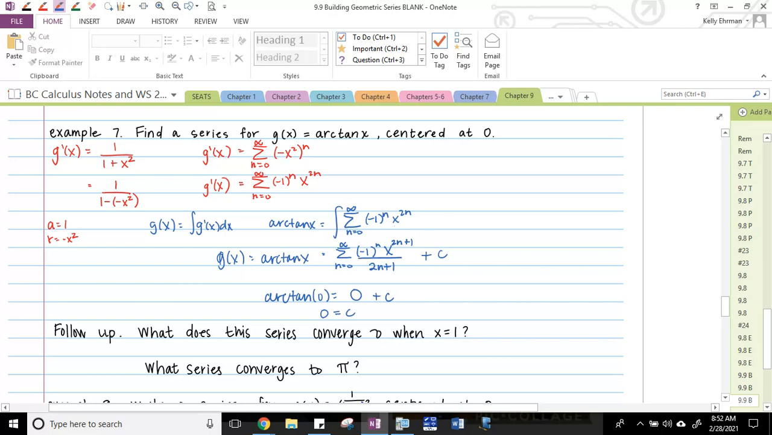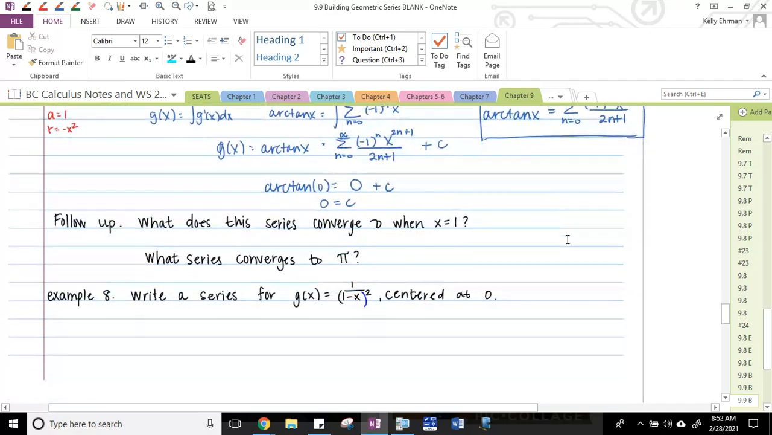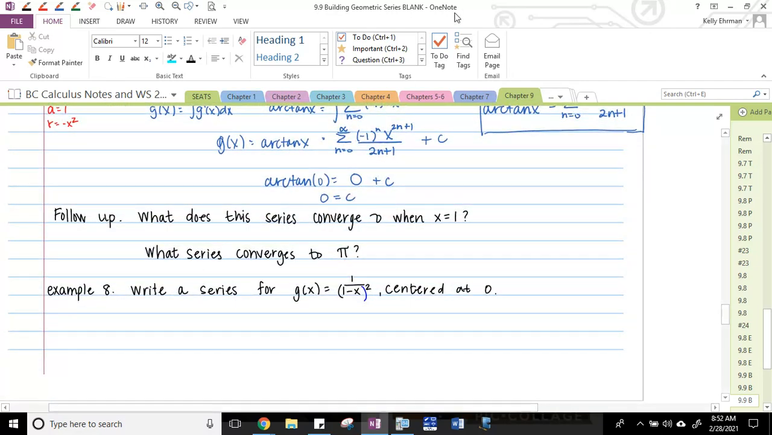Okay, so my power series for arctangent of x, to write it down officially, is the sum from 0 to infinity of negative 1 to the n, x to the 2n plus 1 over 2n plus 1. Again, in interest of time, because I know this is getting long, I don't want to do the interval of convergence. Follow up. What does this series converge to when x equals 1?